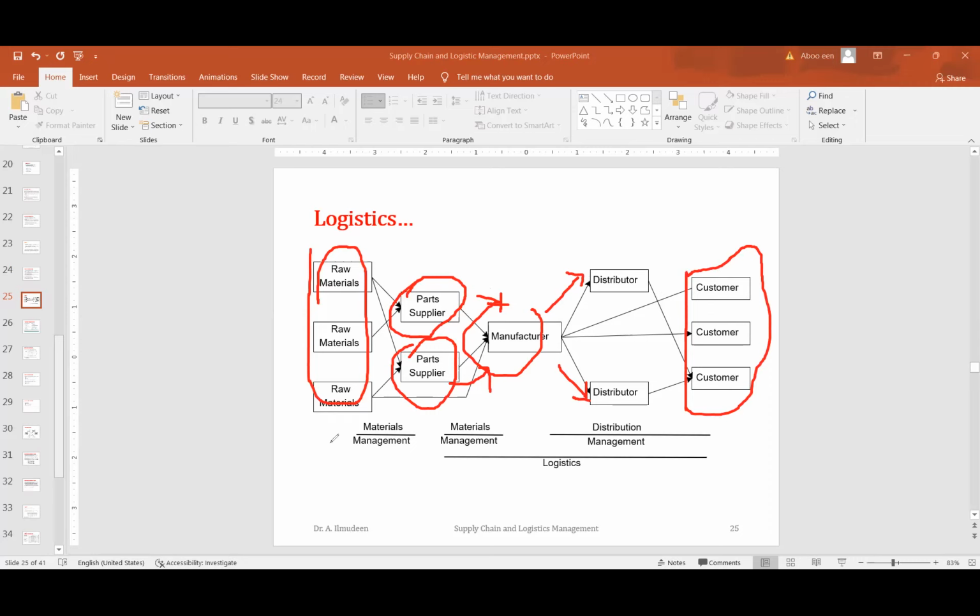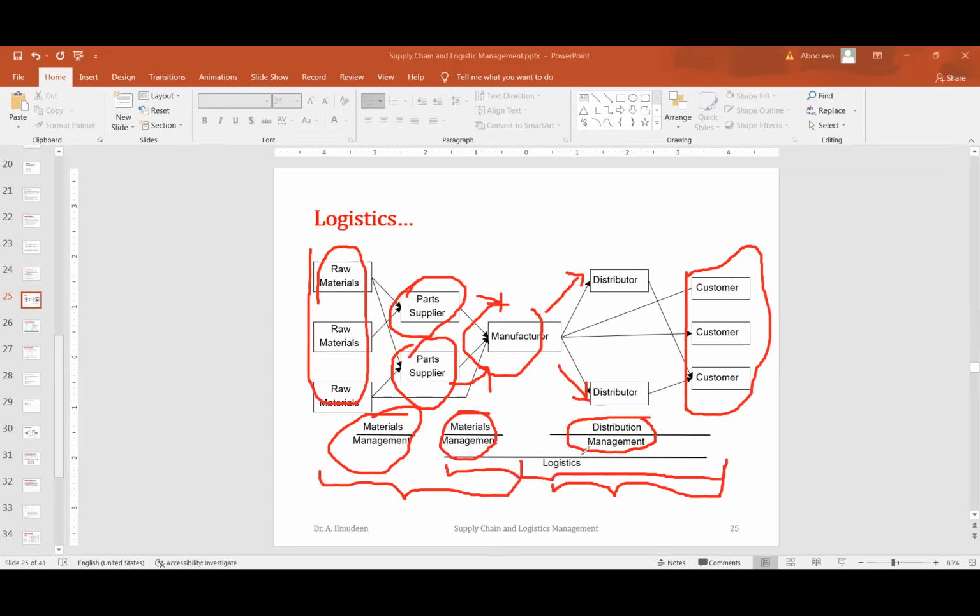Okay, here the material management, and here the distribution management. The raw materials from suppliers, material management, and supplies to the manufacturer, again material management, and up to here the material management, and from the manufacturing firm to the end users, the customers, the distribution management. Here you see the distribution management, managing the distributors. And all this material management and distribution management together, we can call logistics.